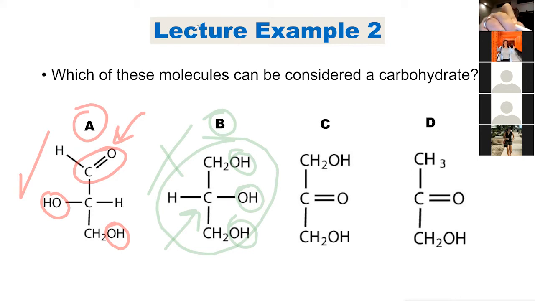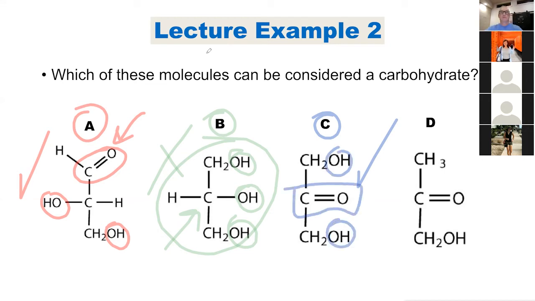What about C? Yes. How come? Because it has the aldehyde group. It's got 3 carbons and it has at least 2 of the hydroxyls. That's right. It checks all the boxes. So it's got more than 1 hydroxyl group and it has a ketone. So we're good to go for that one.